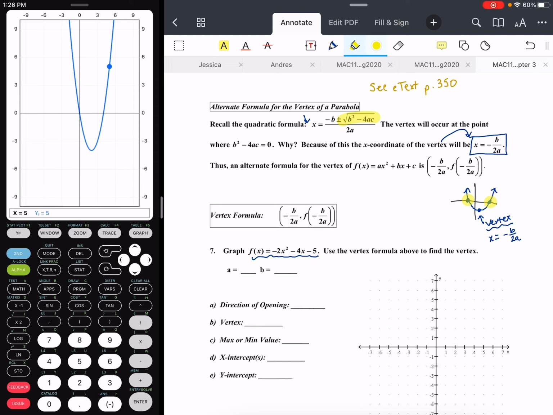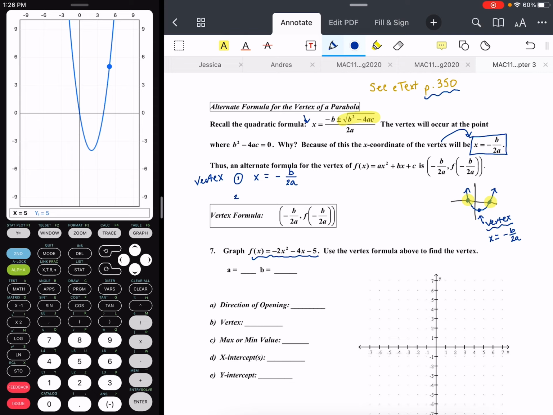There's another breakdown of this in the e-text on page 350, so feel free to check that out as well, where they go into a little more detail about why x equals negative b over 2a for the vertex. But what I need you to know is, to find the vertex, step one will be to calculate your x coordinate, and x is going to equal negative b over 2a.